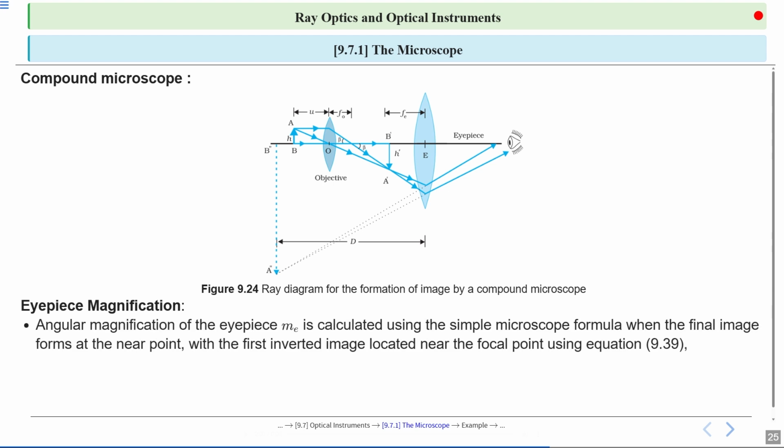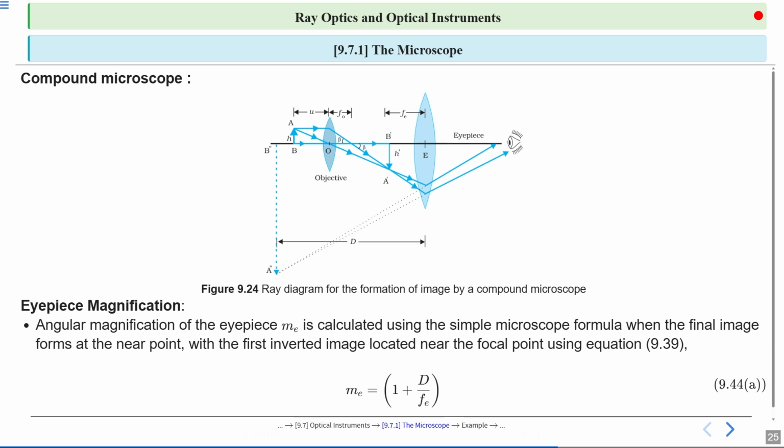The angular magnification of the eyepiece, denoted as ME, is calculated using a formula similar to that of the simple microscope. This formula helps us determine how much larger the image appears compared to the actual object. It's important to note that the final image is formed at the near point, okay, which is crucial for clear vision. Here's the formula for eyepiece magnification. ME equals 1 plus D upon FE.